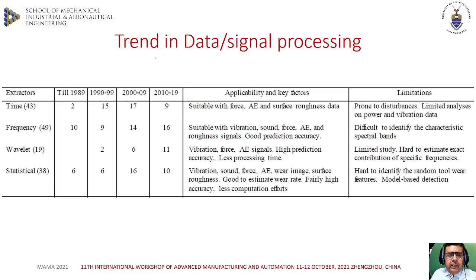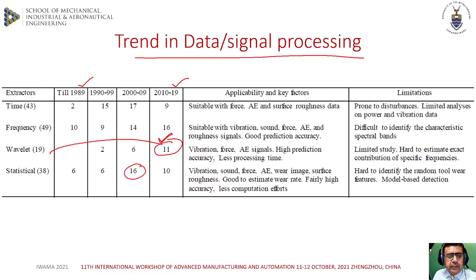So here in this figure we can see the trend over the years in signal processing. This table is from 89 to 19. We can see that the interest of various researchers is increasing in the domain of wavelets, whereas the interest in statistical methods is going down.